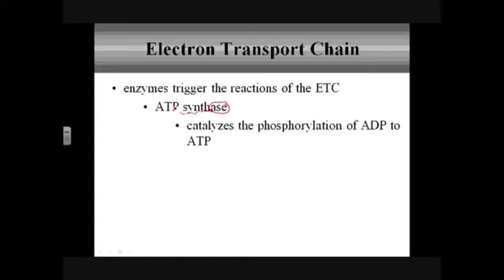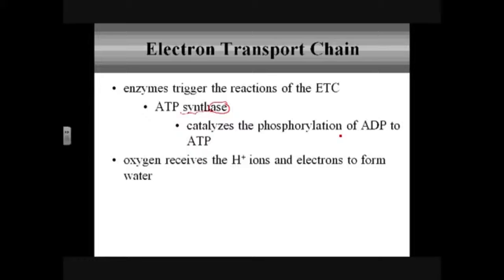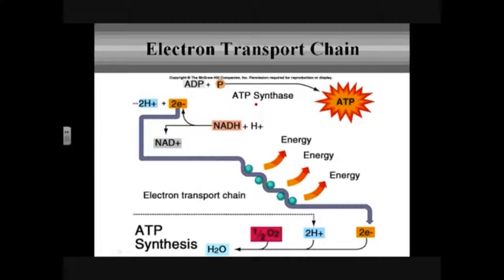Well, that makes sense. And what ATP synthase does is that it makes sure that ADP is phosphorylated to become ATP, so the diphosphate becomes a triphosphate in the reaction. And then the oxygen, which is what you breathe in, gets the hydrogen ions and electrons in the end product and turns into water molecules.